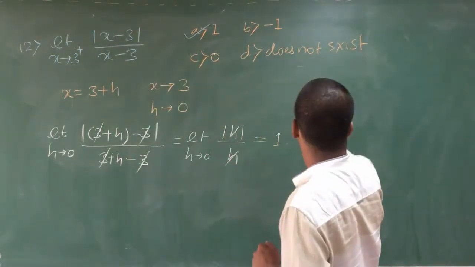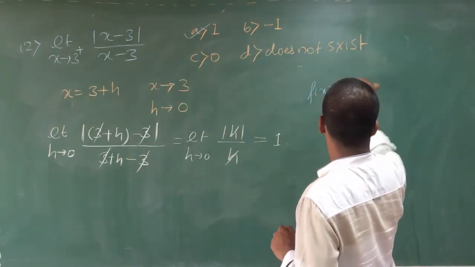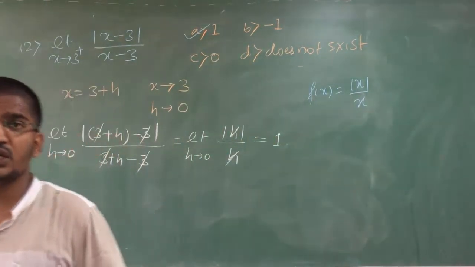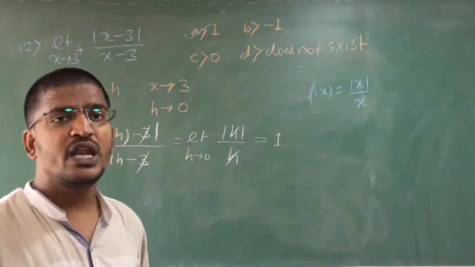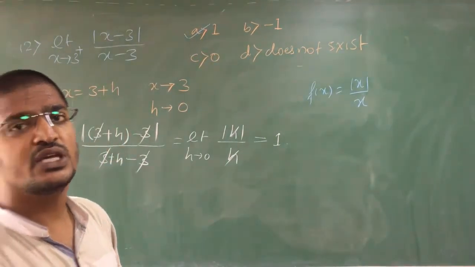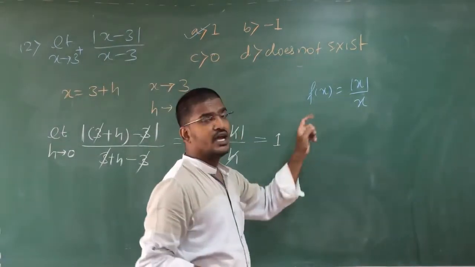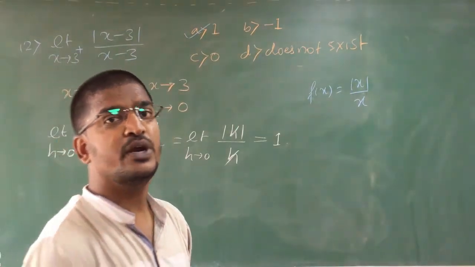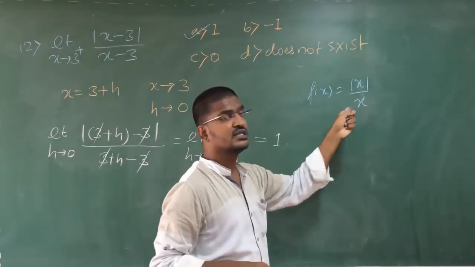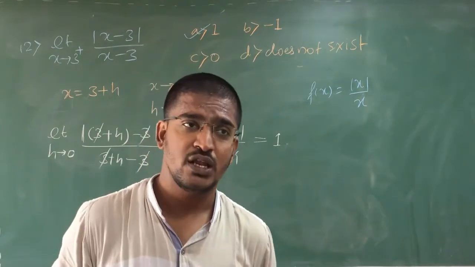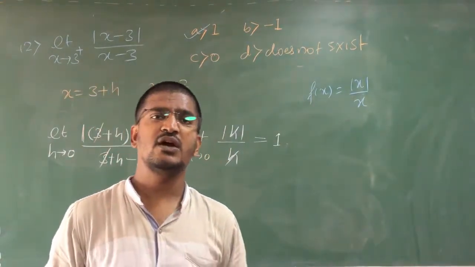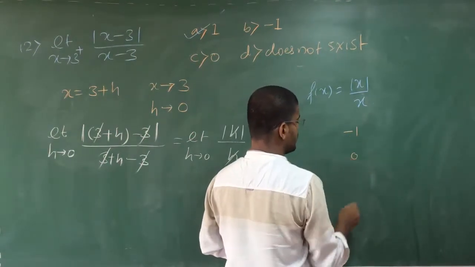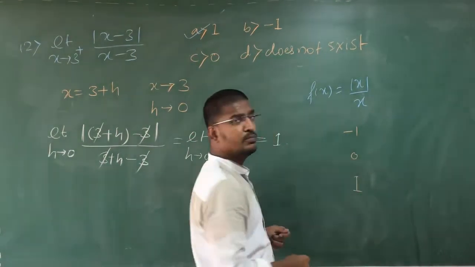This is in the form of f of x equal to mod x divided by x. Already you will have discussed the Signum function in your relations and functions chapter. In that chapter we discuss this as the Signum function. As you all know, the Signum function has three values: one is minus 1, second is 0, and third is plus 1.